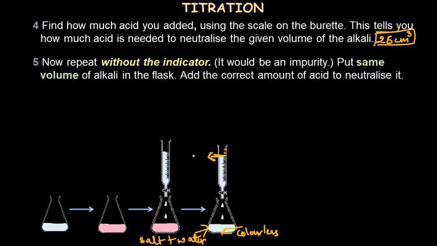Now suppose the volume read is 23.5 centimeter cube. Then using 25 centimeter cube of alkali in the conical flask, next time add exactly 23.5 centimeter cube of acid without the indicator, and so the solution obtained in the conical flask will be exactly salt and water only, without any impurity.